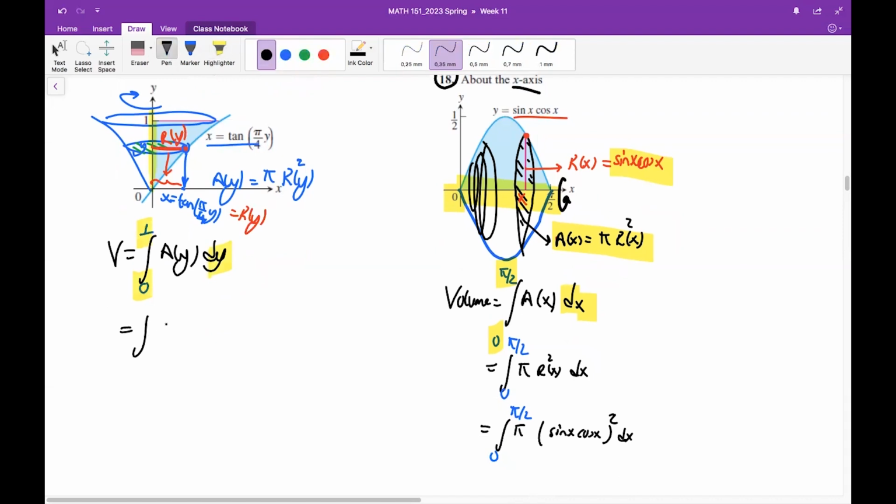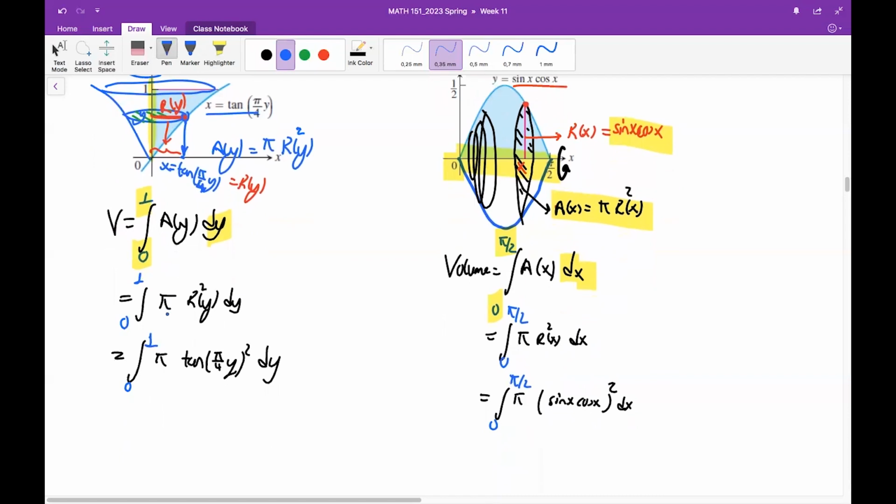The area A of y is pi radius squared. The radius is expressed in terms of y by the curve, tangent of pi over 4 y. Don't forget to put the square, and then the boundaries, of course, 0 to 1. So this integral gives you the volume of the three-dimensional object. I won't be computing the integrals today. I will leave that part as an exercise for you.